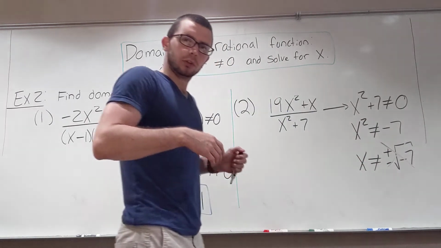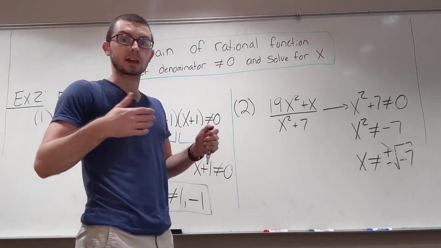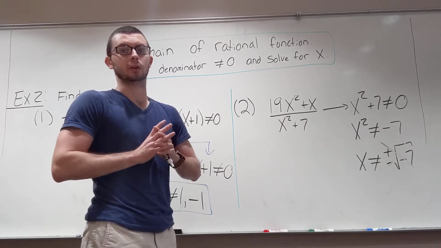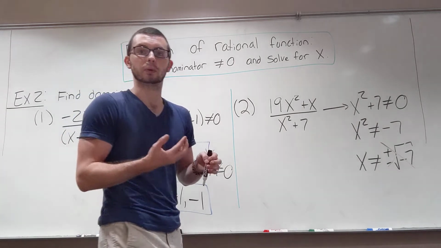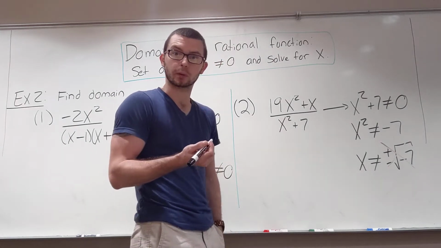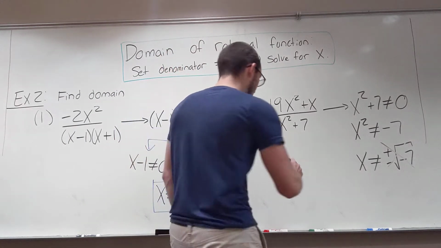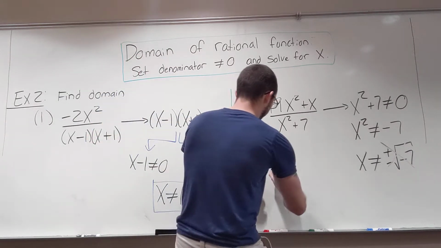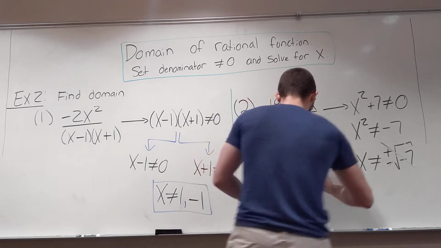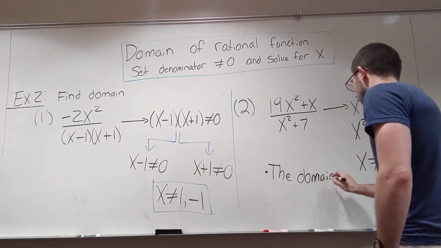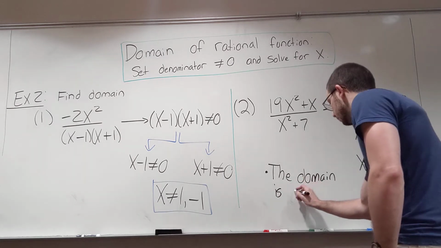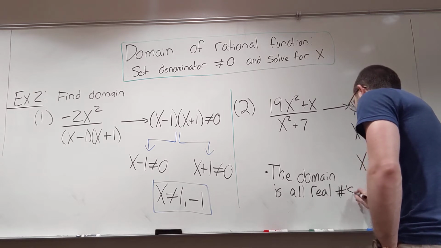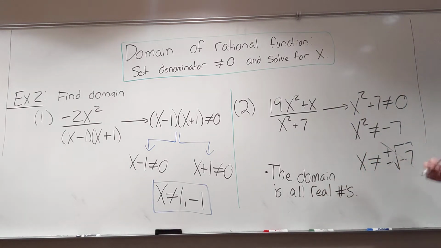Well, the way we conclude, and that's okay. In fact, that might be a good thing. That means that there's no domain issues at all, which means the domain will be all real numbers. And in fact, you will have an answer choice that will allow you to conclude that. So the conclusion would be that the domain is all real numbers. So that would be your conclusion.